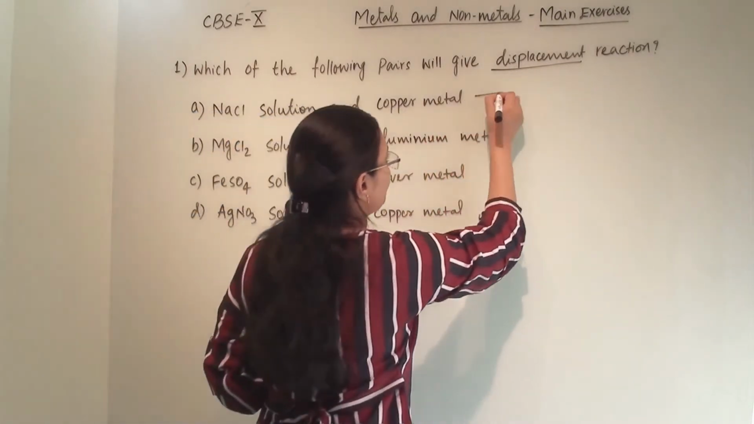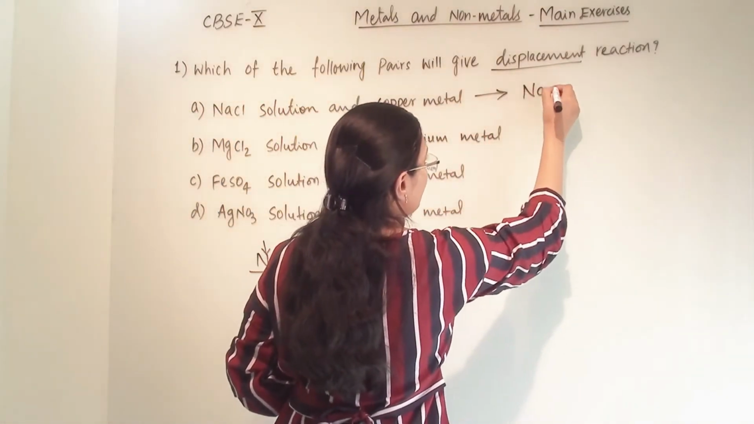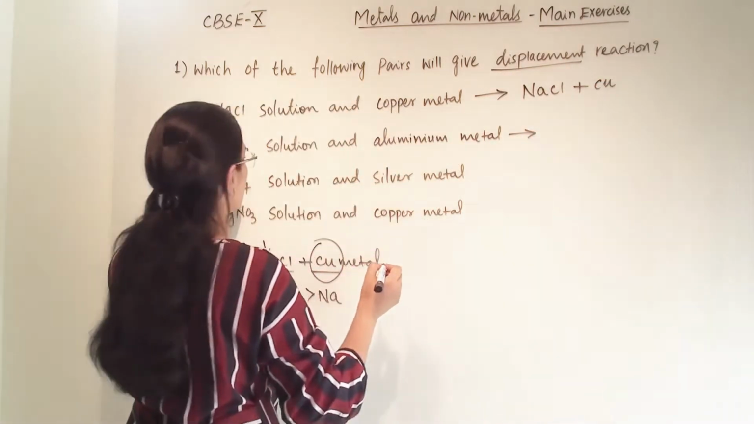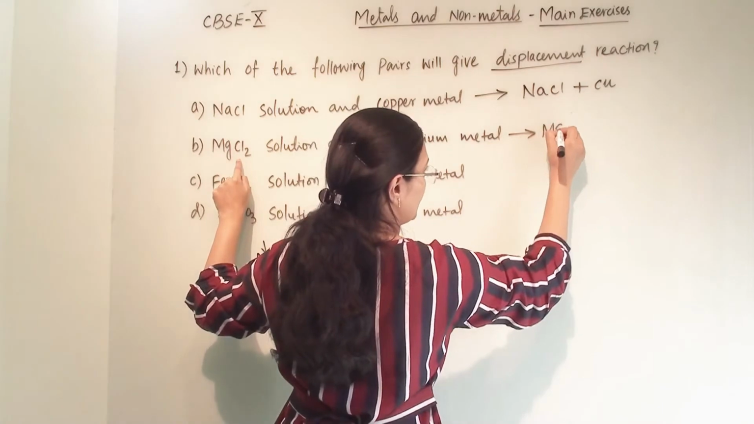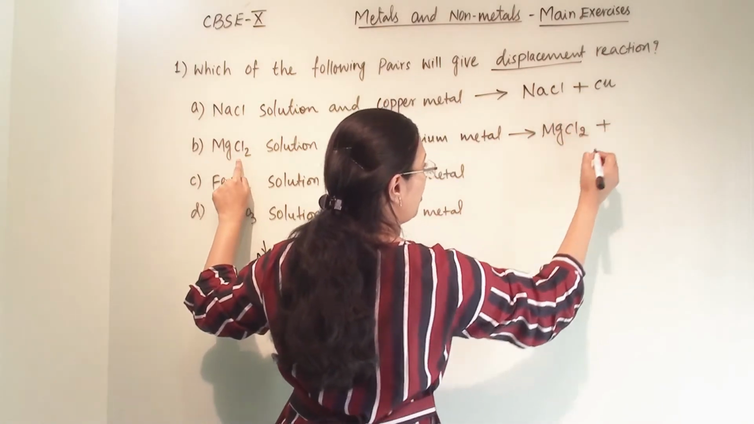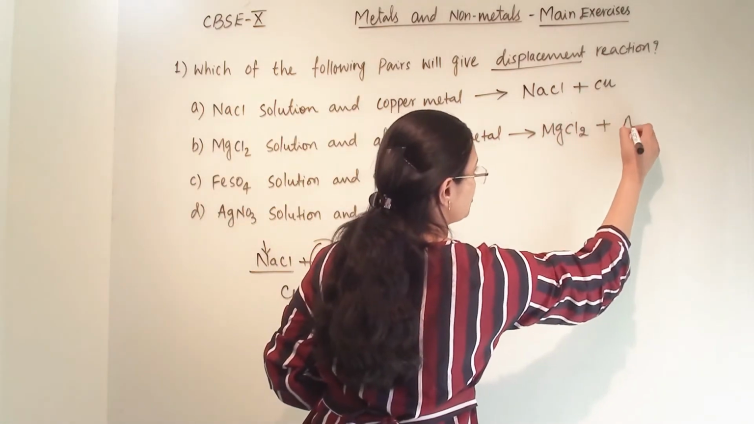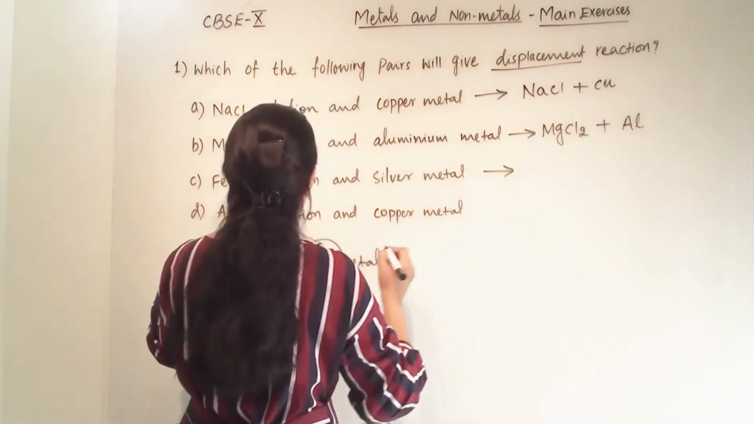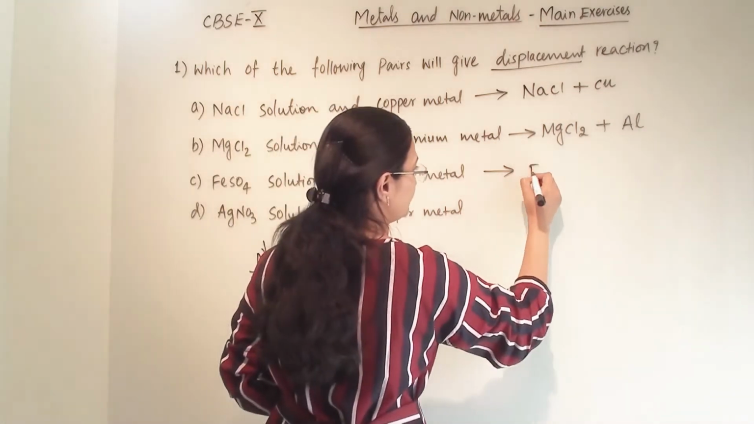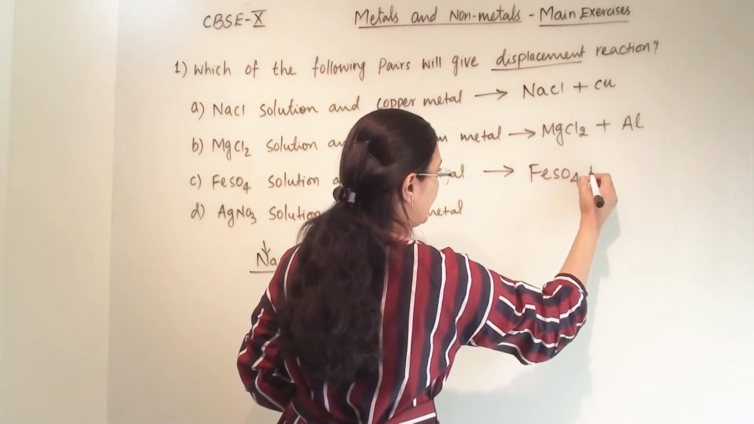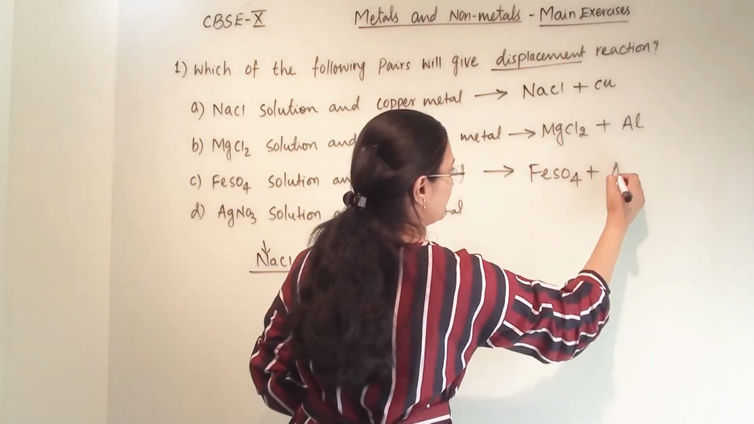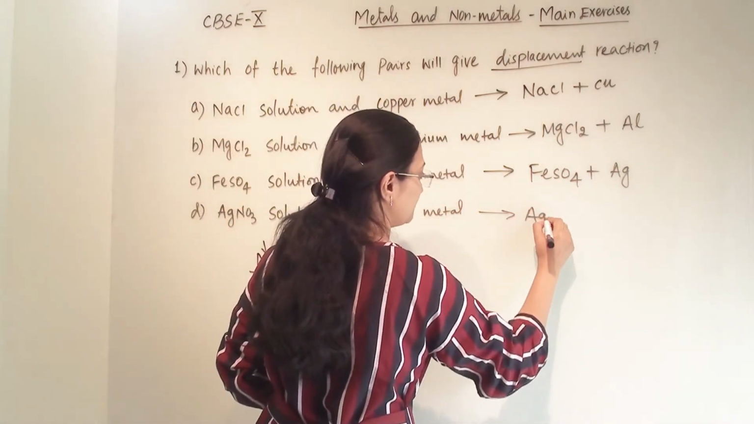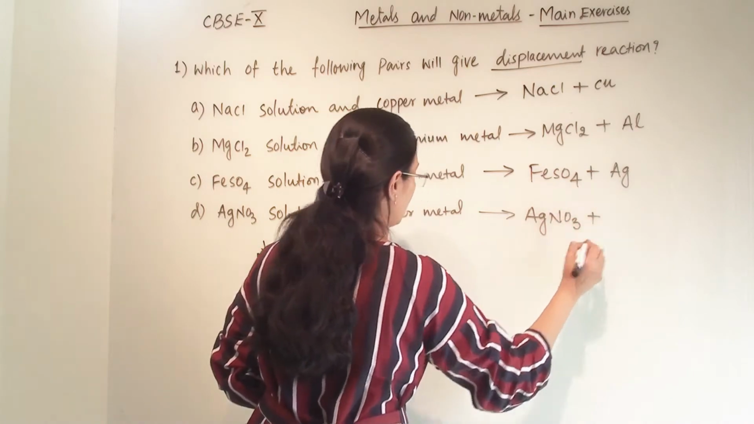So whenever we are checking this, we have to write it like this, so it will give us a better idea. So here it is MgCl2 solution, and this reaction will always happen in solution or in liquid phase. Then FeSO4 plus silver metal, Ag. Then the last one is AgNO3 plus copper.